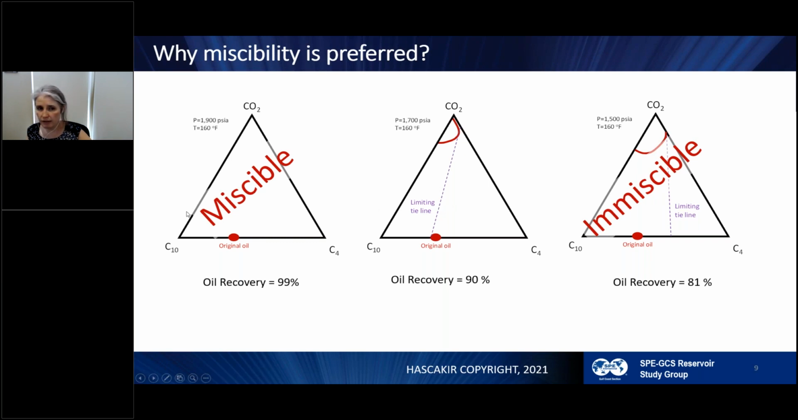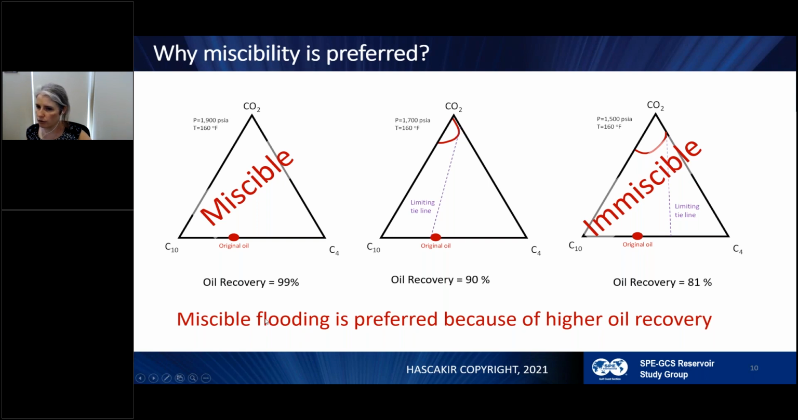So if I can maintain first contact miscible, I'm getting the highest oil recovery. So why am I preferring miscibility? Because I'm getting higher oil recovery. That's why I prefer first contact miscible flooding over multi-contact miscible and immiscible processes. And this is just showing how phases are changing and how miscibility is changing with the change in pressure. And if people play with the temperature, again, the phase will change and miscibility will change.